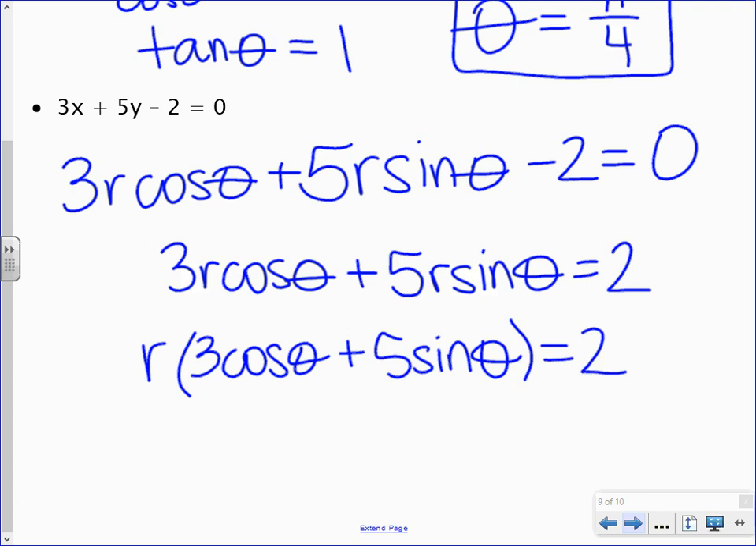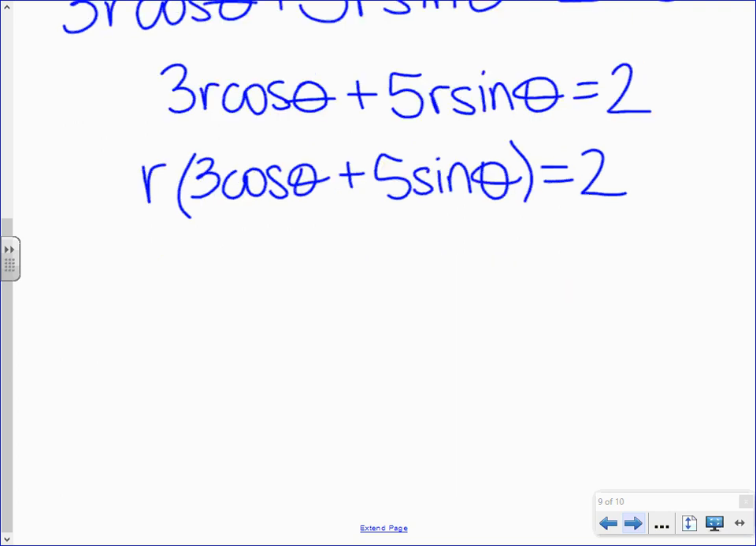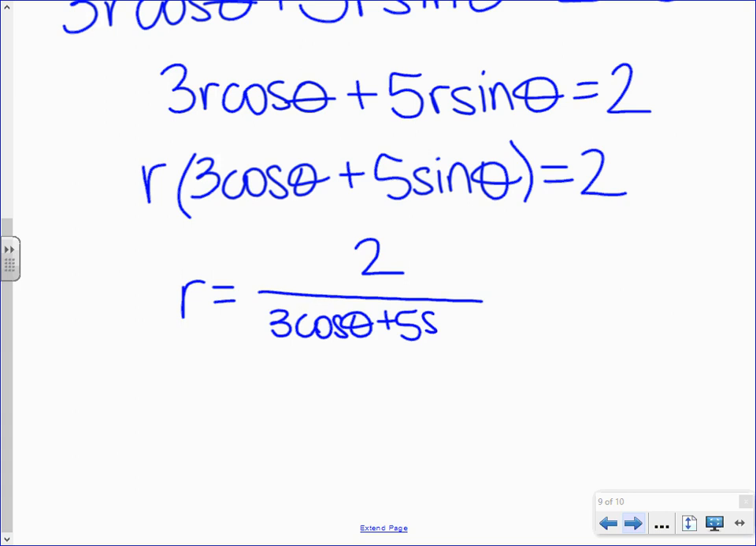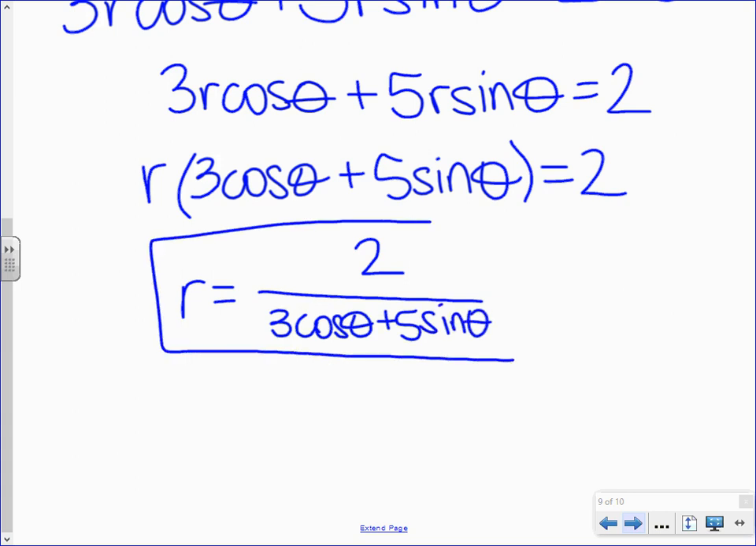Okay, both terms on the left side have an r, which means we can factor it out. So to solve for r, we would have 2 divided by 3 cosine theta plus 5 sine theta. And that is the equation of our line. Now, it's not pretty, is it?